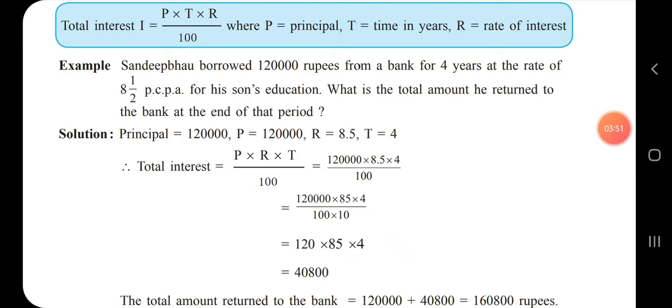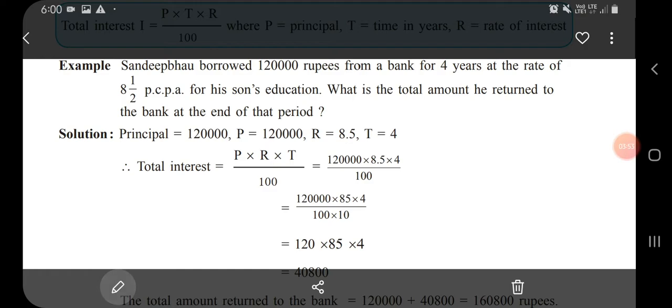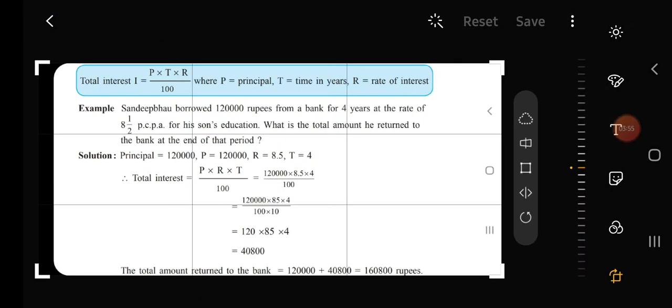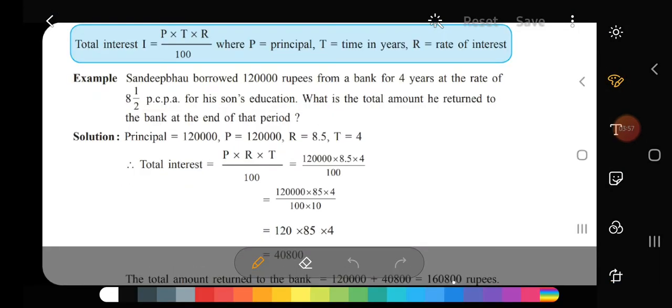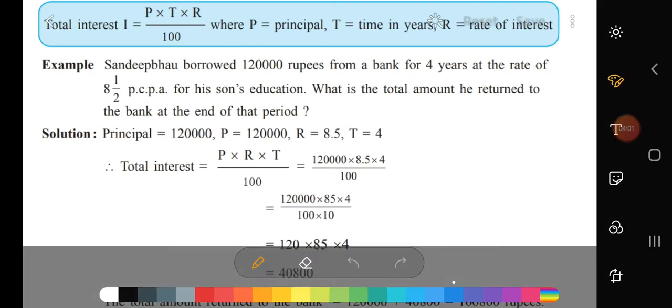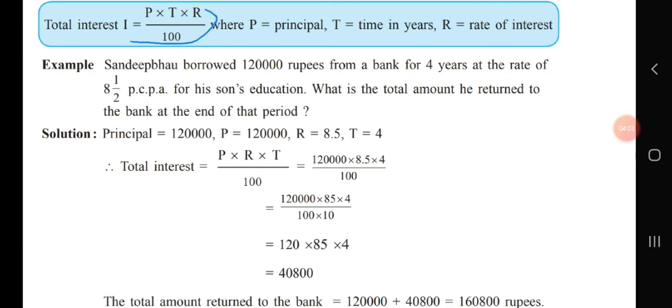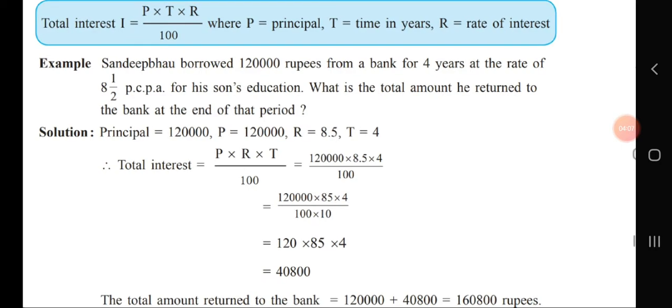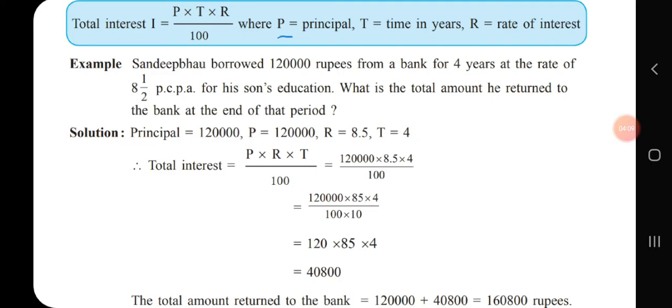So whenever we are solving problems, we have to use this formula. Total interest I is equal to P into T into R divided by 100, where P is principal, T is time period, and R is rate of interest.